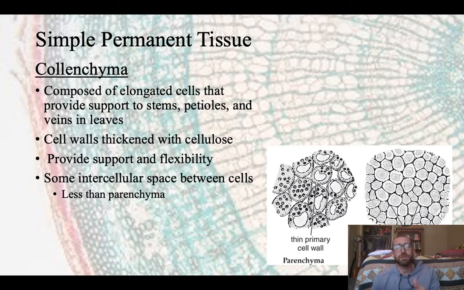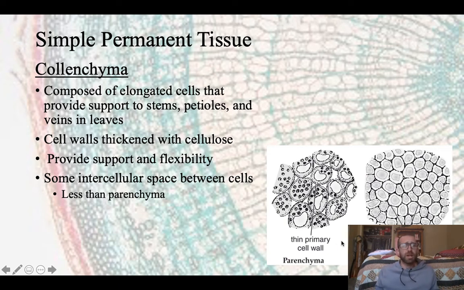Our cell walls here are thickened, just like our sclerenchyma tissue, but they're thickened with cellulose instead of that lignin, so they're not as rigid. And like I said, they provide support, but also a little bit of flexibility. And again, they're kind of an intermediary between our parenchyma and our sclerenchyma in terms of intercellular space, right? So if we look at our collenchyma, we've got these thick cell walls, no real intercellular space. Parenchyma, we've got a lot of intercellular space. Our collenchyma are like an in-between, right?